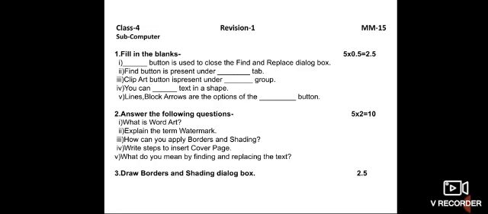Second is answer the following questions. First, what is word art? Second, explain the term watermark. Third, how can you apply borders and shading? Fourth, write steps to insert a cover page. Fifth, what do you mean by finding and replacing the text? And the last question of this revision is draw the Borders and Shading dialog box.